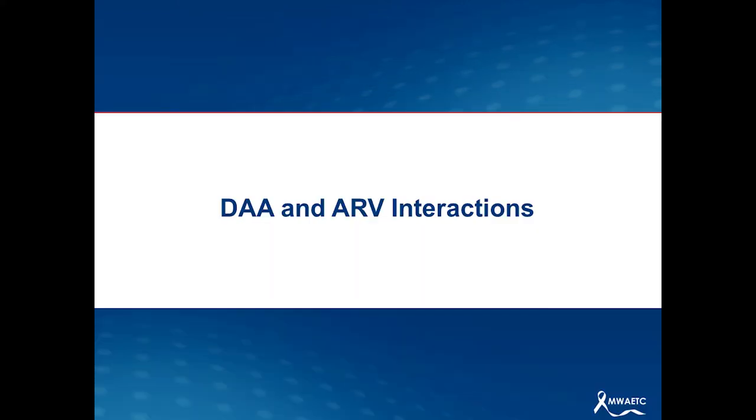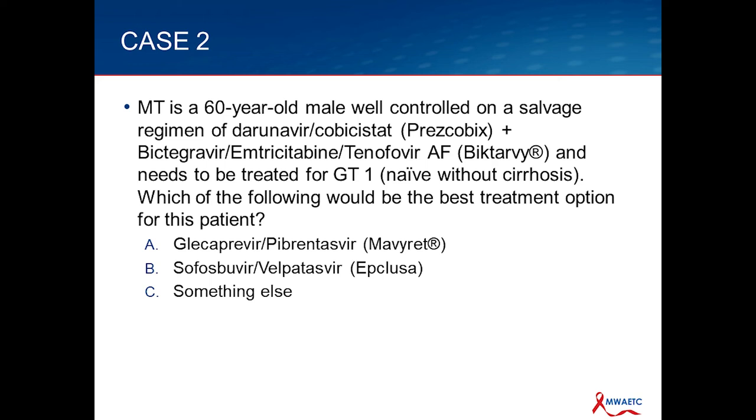All right, assuming I didn't lose anybody there, let's move over and talk about some interactions between HIV meds and the DAAs. This is a 60-year-old who's well-controlled on a salvage regimen of darunavir cobicistat, so Prezcobix, plus Biktarvy, FTC, and needs to be treated for genotype 1, does not have cirrhosis. Which of the following would be the best treatment option for this patient? Would you use Maveret, or GP, or Epclusa, Sofvel, or would you use something else? And if you're going to use something else, I'd like to know.